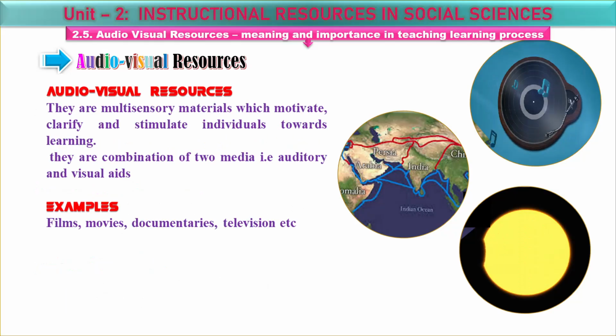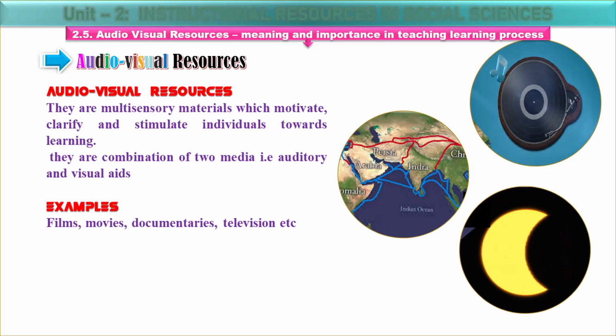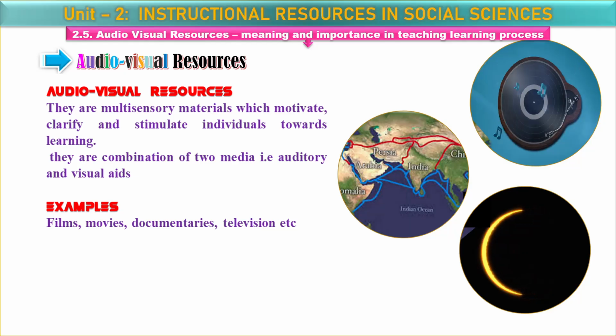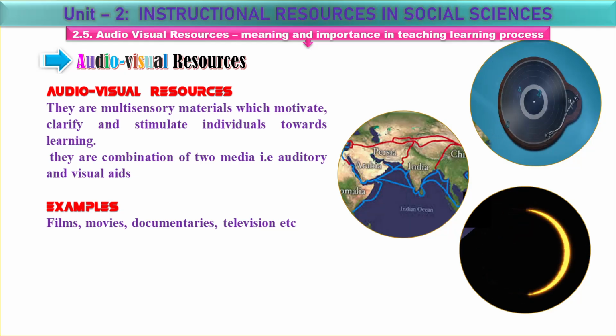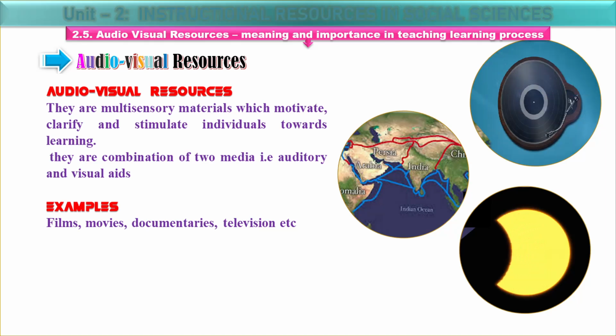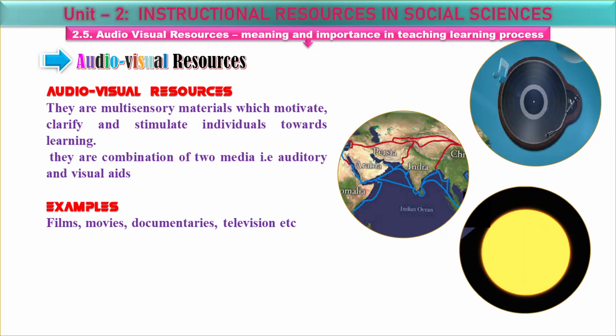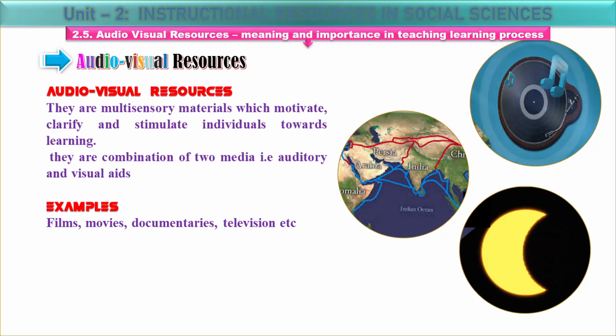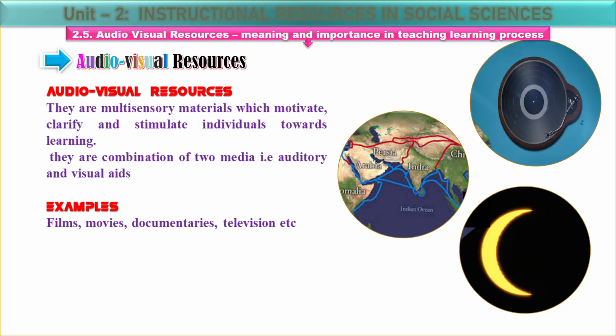Then audio visual, where we get both, as in films and videos. So the use of this type of aids helps to activate both eyes and ears together. A child watches with his eyes and hears with his ears in order to learn the teaching points. Examples: television, film, computer assisted aids.